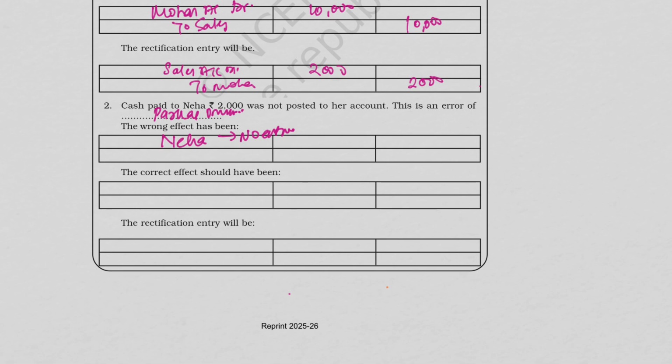The correct entry should have been Neha account debit rupees 2,000 to cash rupees 2,000. So payment to Neha means Neha's account should have been debited. Now since Neha's account was not posted, we simply record this: Neha account debit rupees 2,000 to suspense account rupees 2,000. So the suspense account is used because the other side was already recorded earlier.